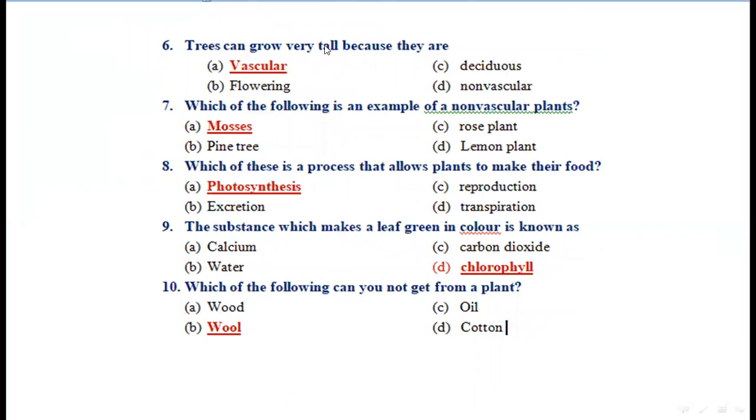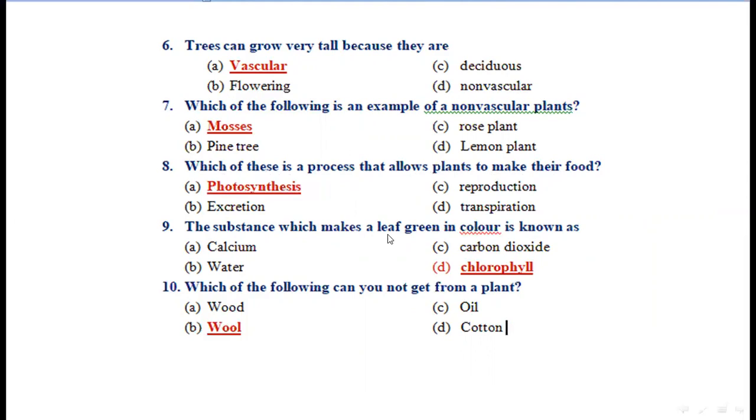Trees can grow very tall because of the vascular system. Which of the following is an example of a non-vascular plant? Rose plant, no. Lemon plant, no. Pine tree, no. Moss, because moss doesn't have a vascular system. Which of these is a process that allows plants to make their food? Photosynthesis.